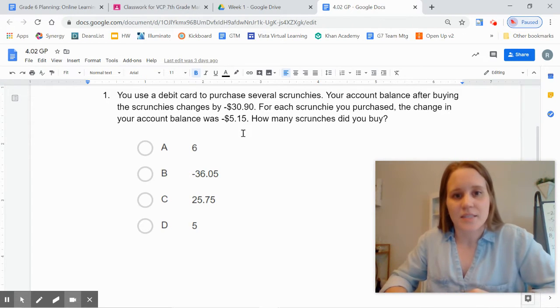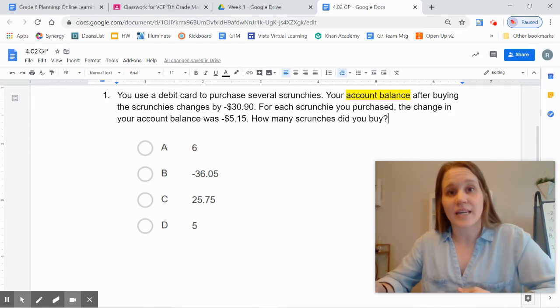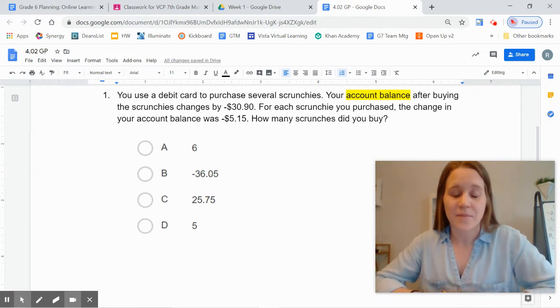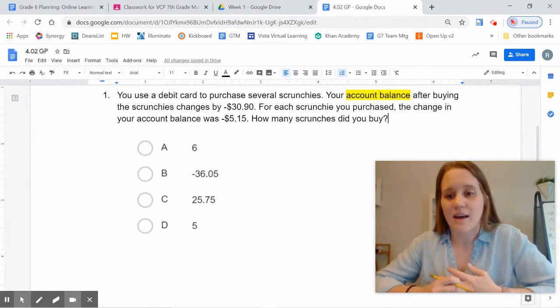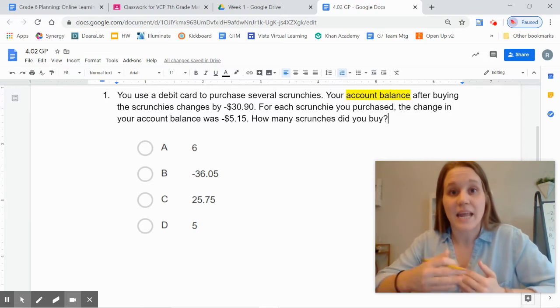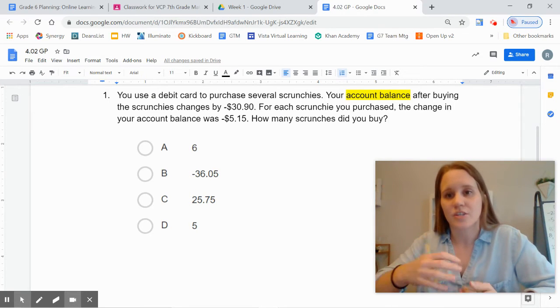You use a debit card to purchase several scrunchies. Your account balance after buying the scrunchies changes by negative $30.90. Let's pause here. Account balance is a key phrase here that I want to make sure I review. Account balance is just how much money there is in the account right now. So when you spend money, your account balance changes by a negative amount. Your account balance decreases. When you earn money, your account balance increases. So if we're talking about money and an account balance, we're talking about negative change decreasing and positive change increasing.